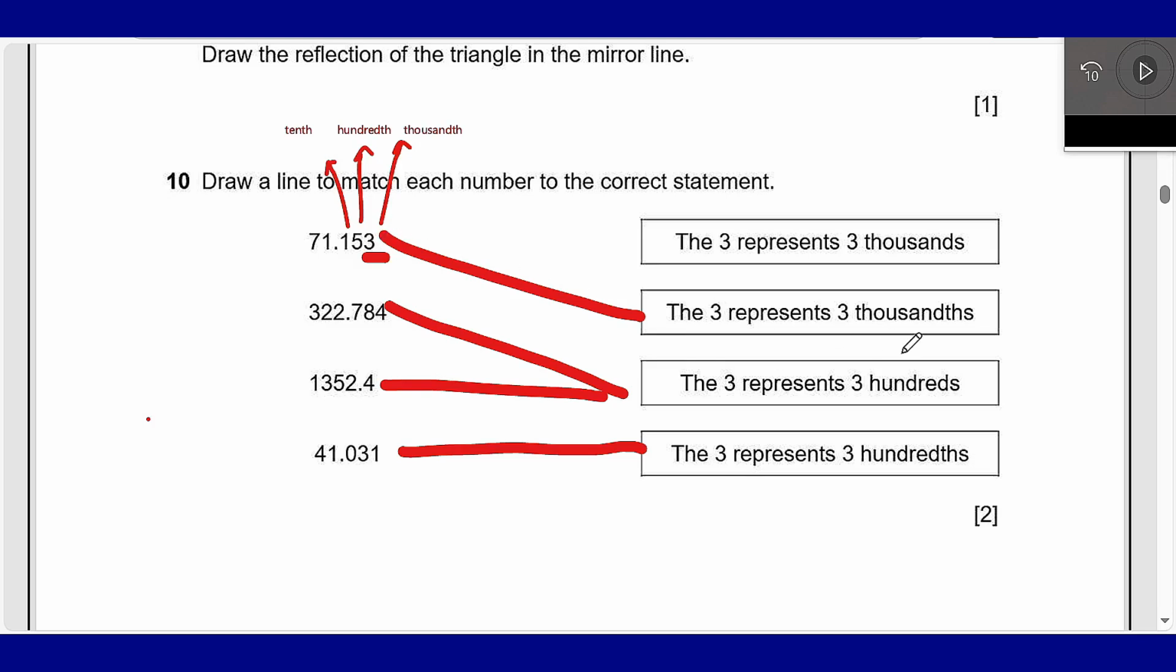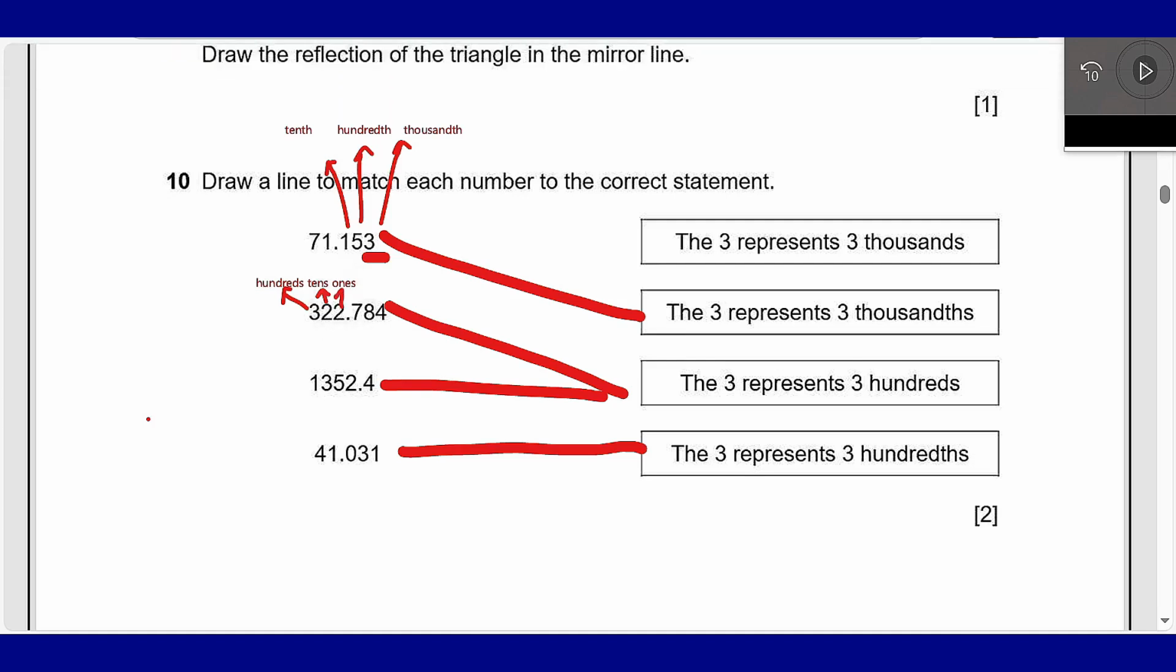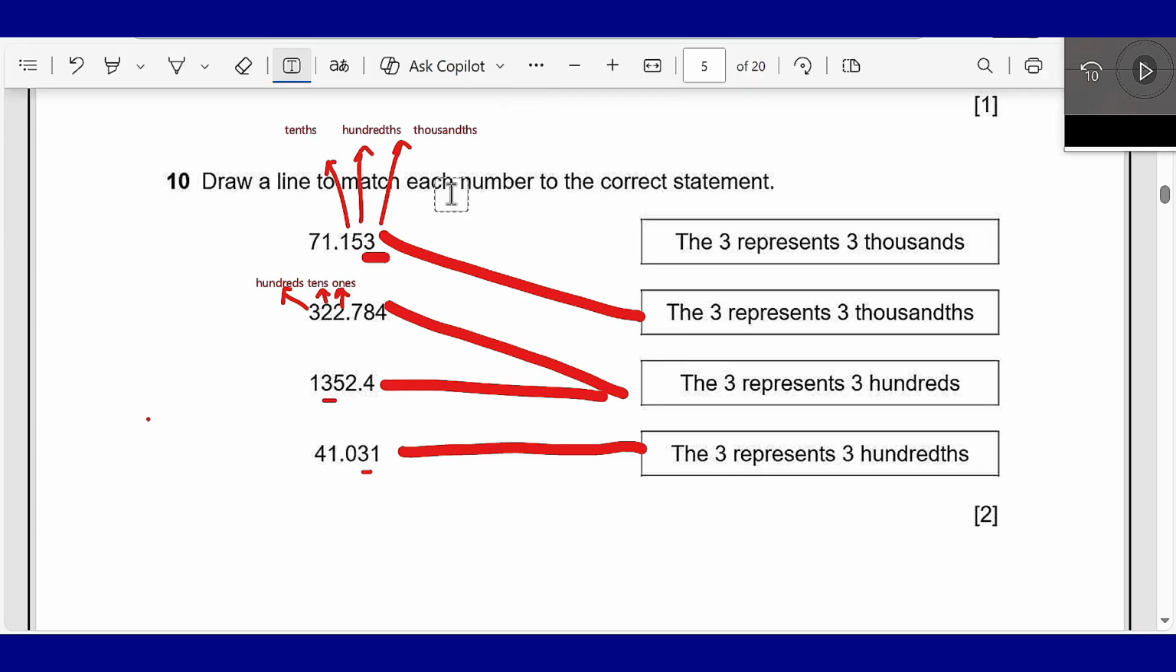So this 3 represents the thousands place, while this 3 here, before the decimal point, is in the ones place, then on the left side is the tens place, and next to it is the hundreds place. So this 3 represents 3 hundreds. This one is the same. This is the 3rd digit from the decimal point: ones, tens, hundreds. And this 3 will be here after the decimal point. The 1st and 2nd digits are the hundreds place. Okay, let's move on.